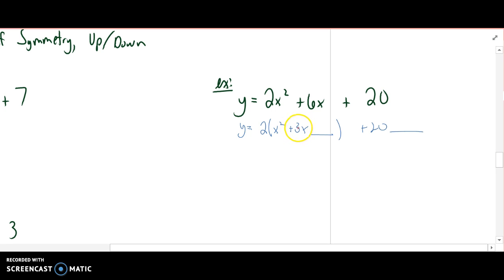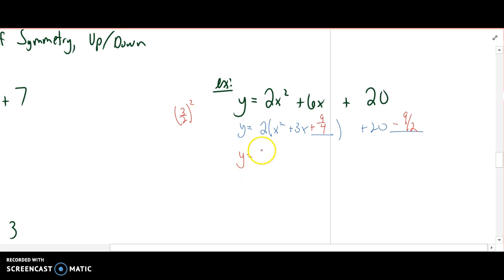Inside of the parentheses, I'm going to take half of this number, and half of 3 is 3/2. That number then gets squared. Square the numerator, square the denominator. That's 9/4. But really what happened is we didn't just add 9/4 to the side. Remember that 2 we factored out earlier? These 3 terms on the inside are really 2x squared, 6x, and this is really 2 times 9/4, which would make it 18/4. 18/4 simplifies to 9/2. So this red number really represents a positive 9/2. So then we're going to subtract 9/2 to keep it all consistent.